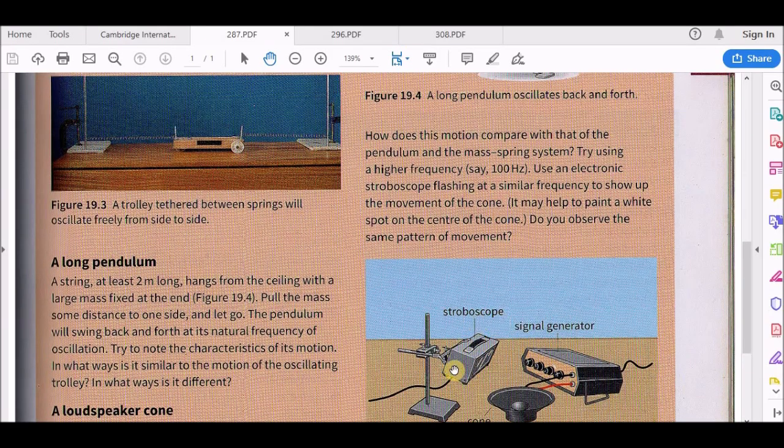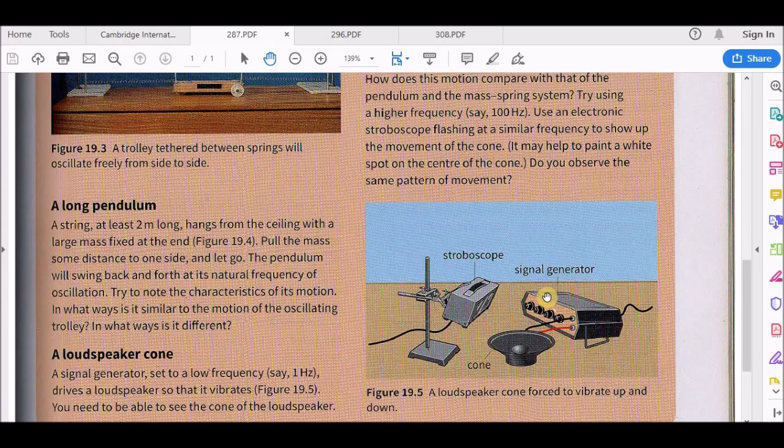Stroboscope can be used to find the frequency of oscillation of an object. Once you set the signal generator to a particular frequency, the cone will vibrate at that frequency. So once the stroboscope is set so that the cone appears stationary, it should give you the same frequency as the settings on the signal generator.